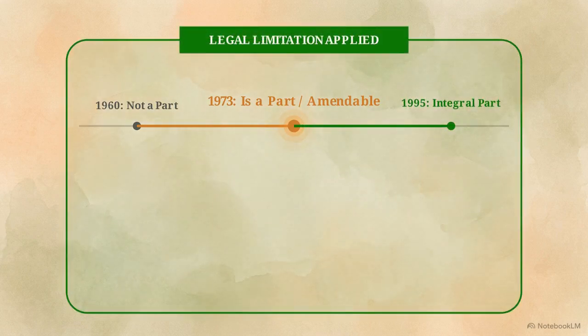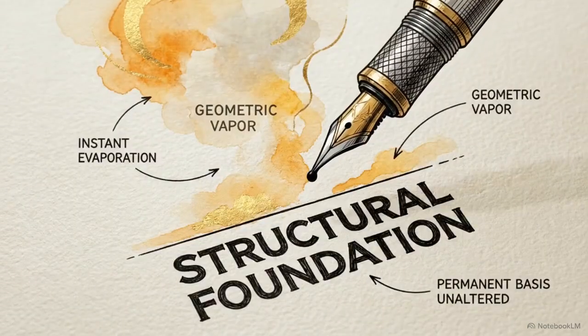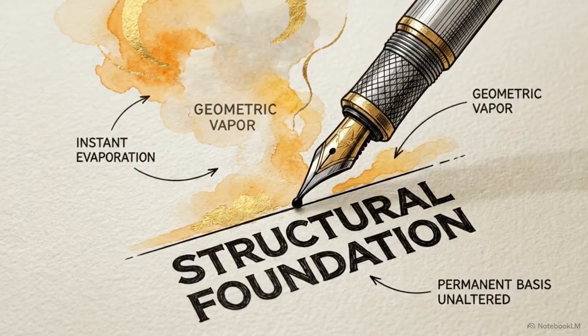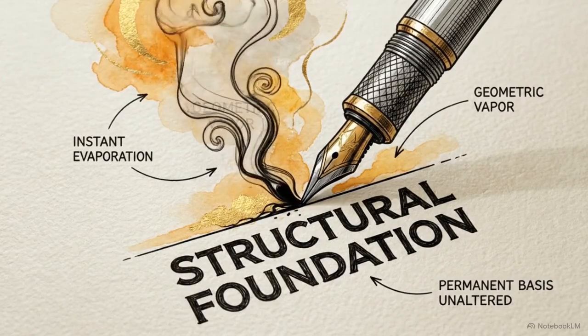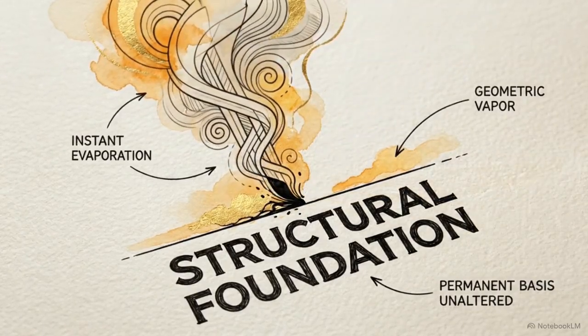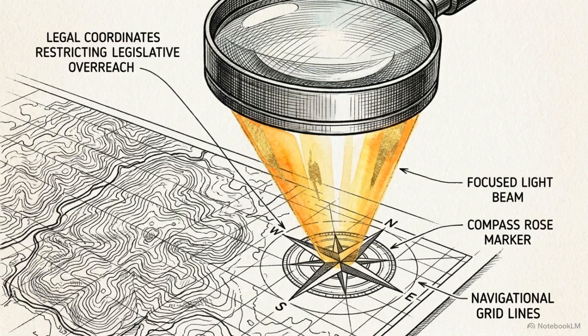It is non-justiciable, cannot be enforced in court, and grants no explicit legislative power. Furthermore, the Kesavananda ruling established that while Parliament can amend the preamble, it has no authority to alter or destroy its basic features. It cannot be used as a weapon in a lawsuit, but the preamble stands as the immovable philosophical bedrock of Indian law, an interpretive lens that restricts legislative overreach while setting the exact coordinates for the Republic.